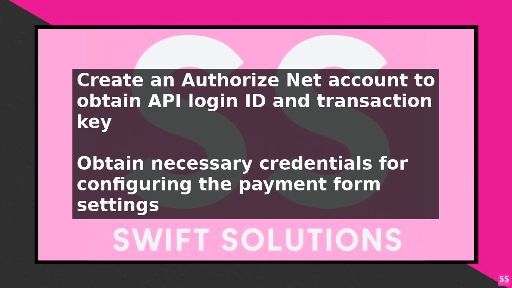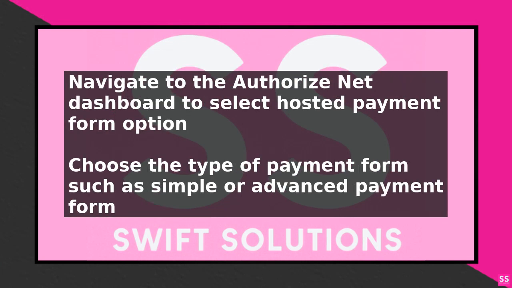Choose the type of payment form you want to use, such as a simple payment form or an advanced payment form with additional features. Configure the payment form settings, including the payment methods you accept, such as credit cards or e-checks, and the currency you want to use. You can also customize the appearance of the payment form by adding your company logo and choosing a color scheme.